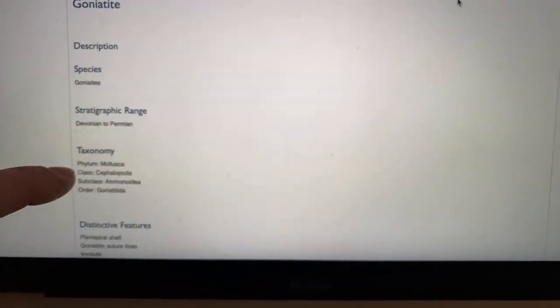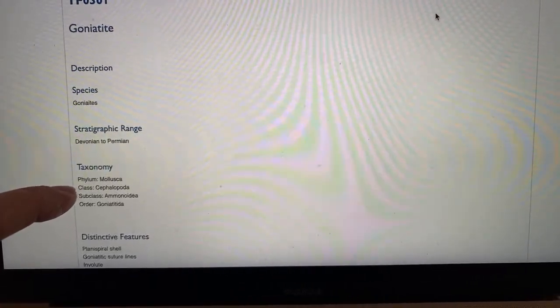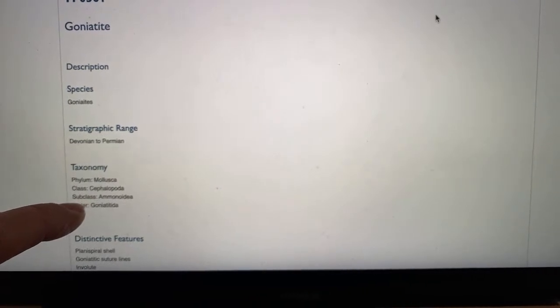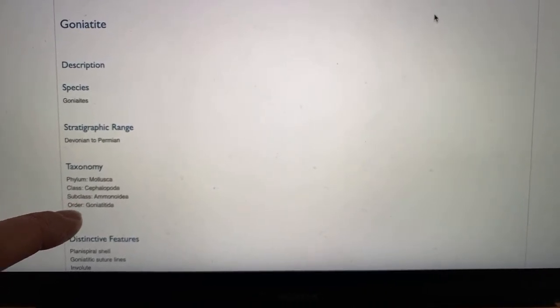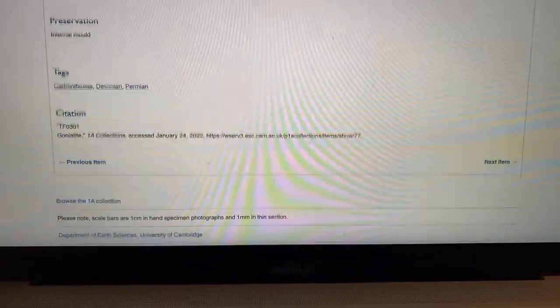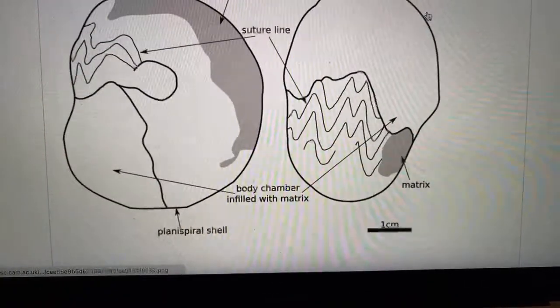And if we scroll down, it's a great website. Here we go. Can you see that they're in the phylum mollusk? So goniatites are mollusks, and they're cephalopods, and they're from the subclass Ammonoidea. But their order is basically goniatite. There we go. And that's the legal stuff. Thanks. There we go.